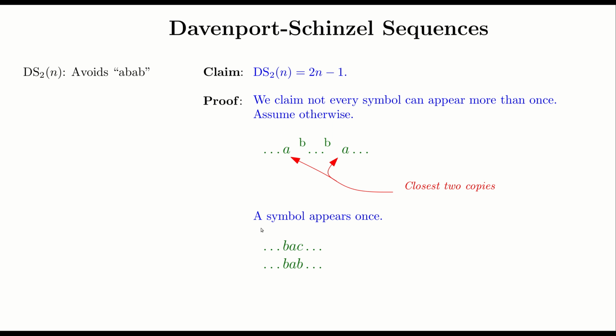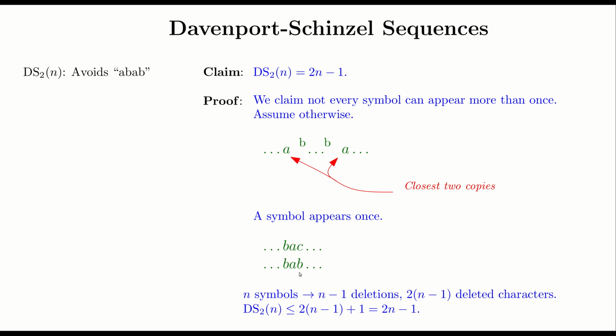So there is a symbol that appears exactly once. Let's call that symbol A. We have two cases. Either the preceding and succeeding symbols after A are different, so for example, some B and some C. In this case, we could delete A, or they are the same.